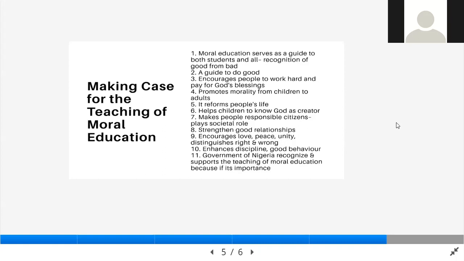It is also in moral education that you're taught that respect is reciprocal. What you give out is what you get in. Garbage in, garbage out. What is in you is what you bring out.